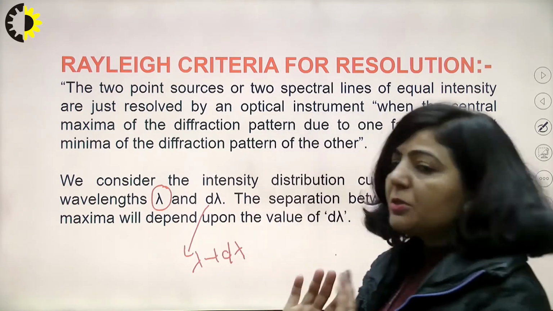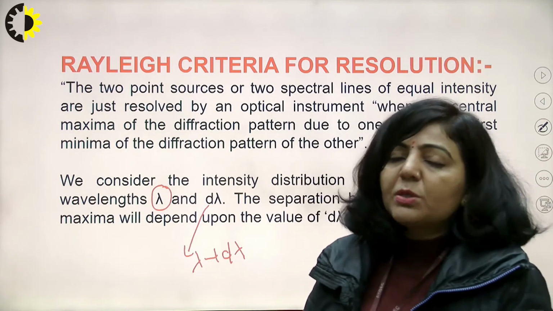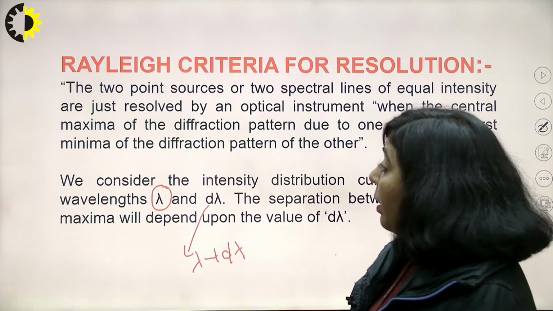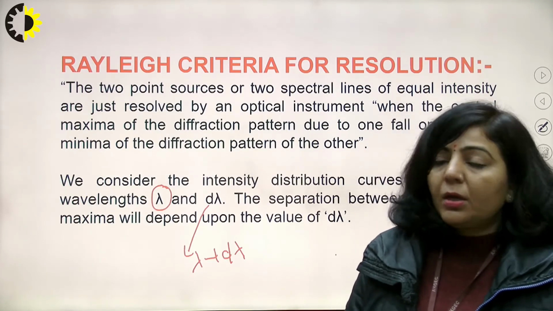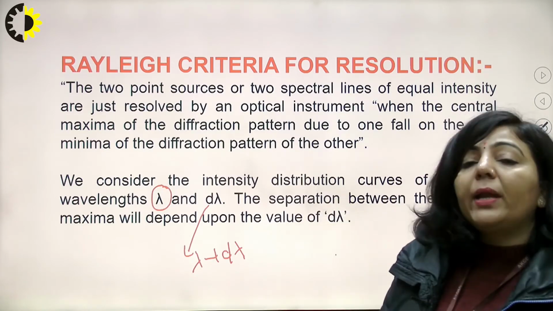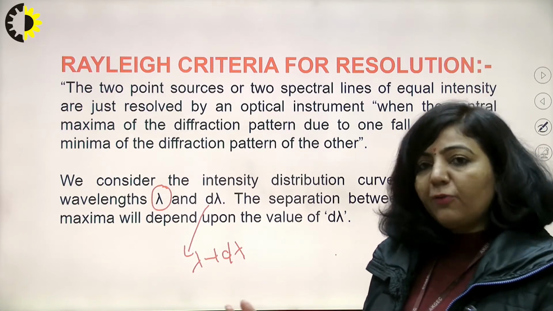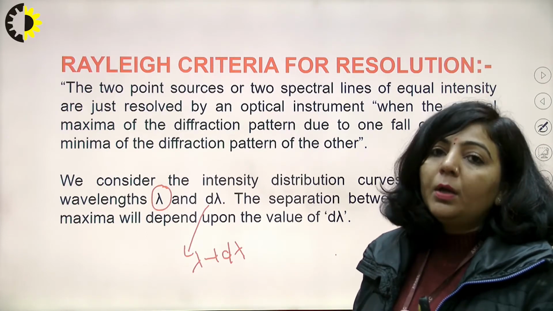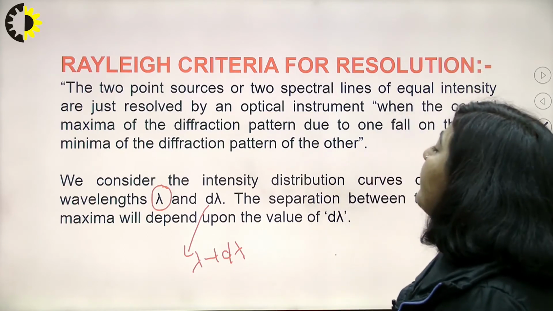The difference between the wavelengths of those two sources is very small, that is d lambda, and d lambda is very, very small. Now we want to resolve between the diffraction patterns which are observed through those two sources. For this we have the Rayleigh criteria. If the Rayleigh criteria is fulfilled, then we can differentiate between those two sources. So let's try to understand the meaning of this Rayleigh criteria.